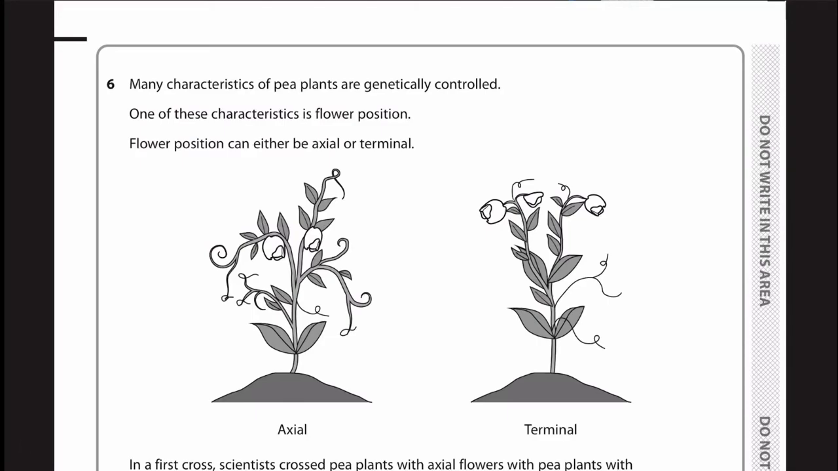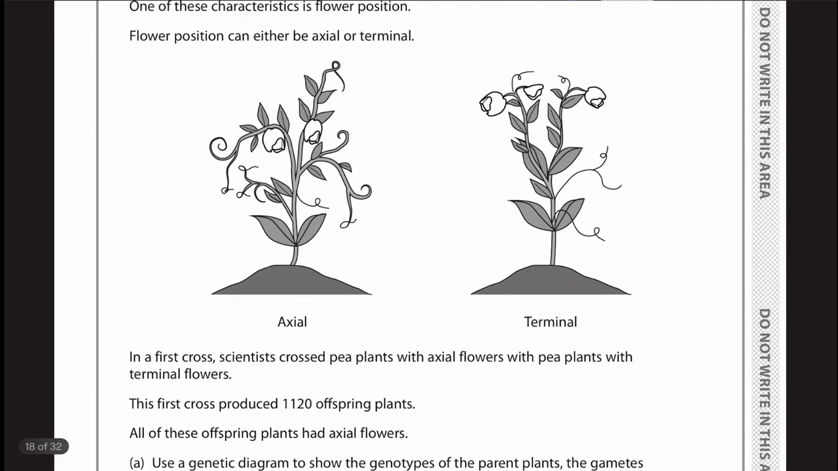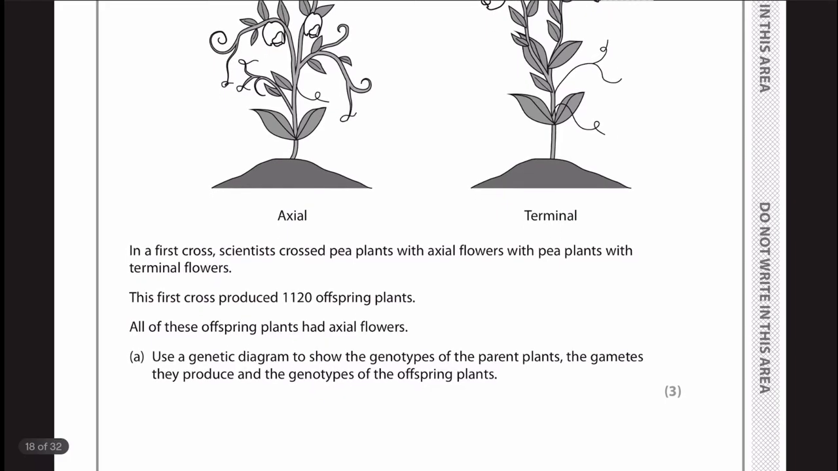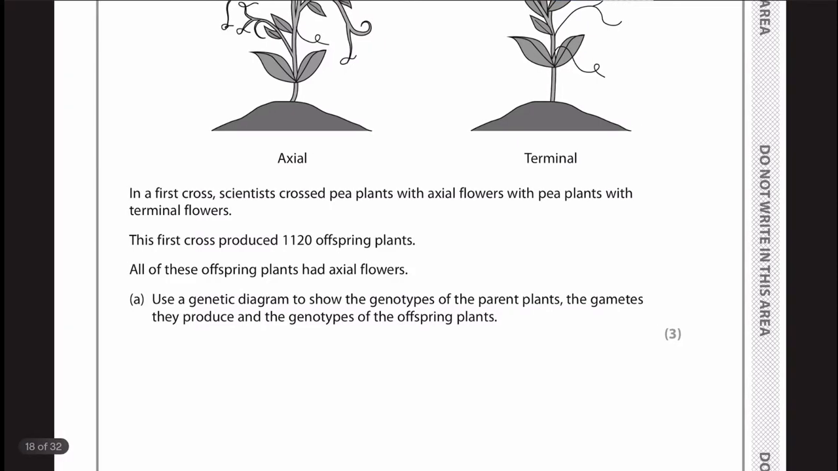Alright, many characteristics of pea plants are genetically controlled. One of these characteristics is flower position. Flower position can be either axial or terminal. In a first cross, scientists crossed pea plants with axial flowers with pea plants with terminal flowers, and it led to a cross that produced only axial flowers, 1,120 offspring plants, but they were all axial flowers.